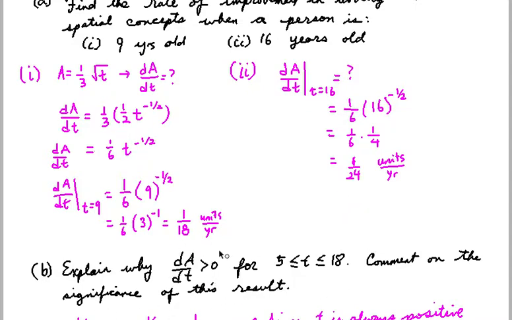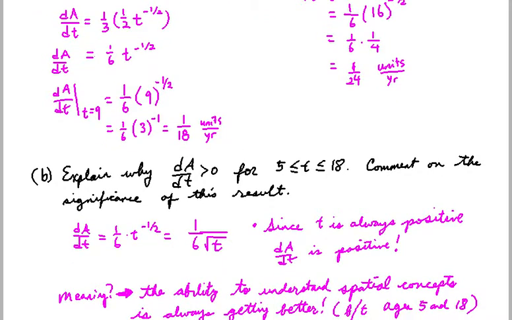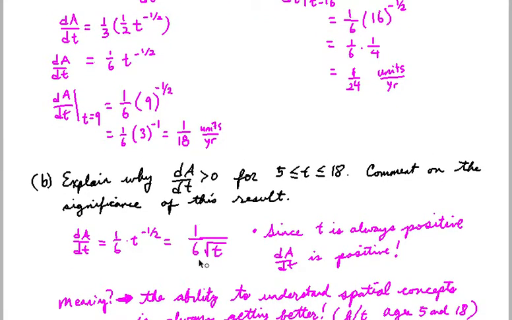Mathematically, we have to show why this is positive. So how do we do that? Well, if I find the sign diagram of this, maybe I can use that to explain why it's positive. dA/dt is really this function. Is there any number that I can put into t that will make this negative, where t is between 5 and 18? Any number between 5 and 18 that I put into here will always result in a positive derivative. So since t is always positive on this interval, dA/dt is also positive. So that's the mathematical reason for this.